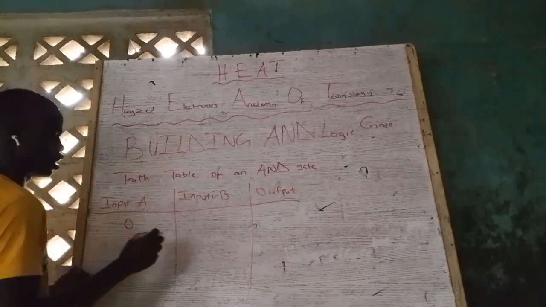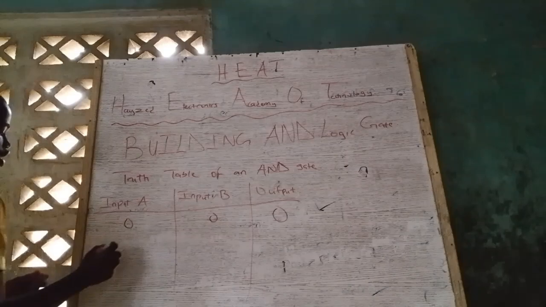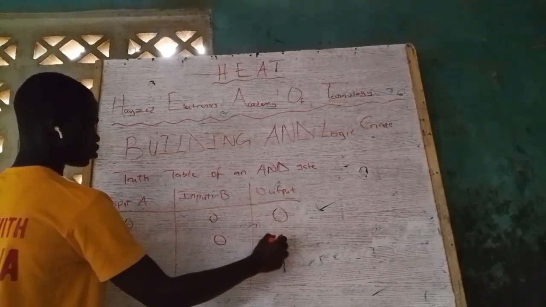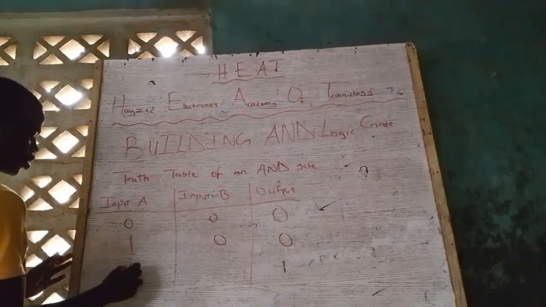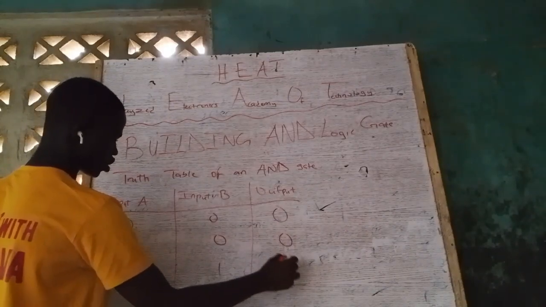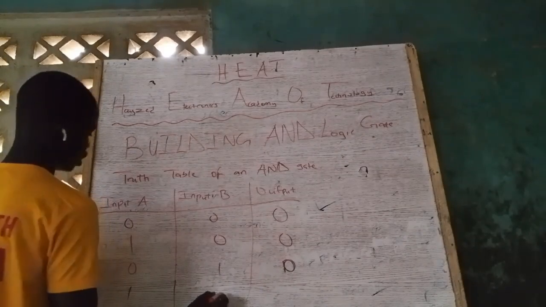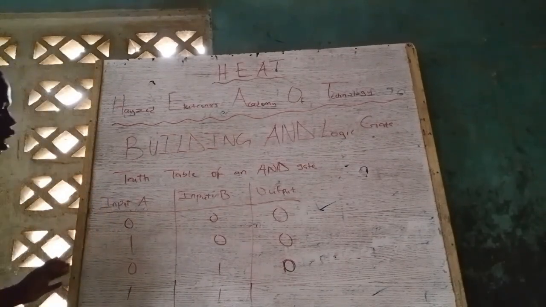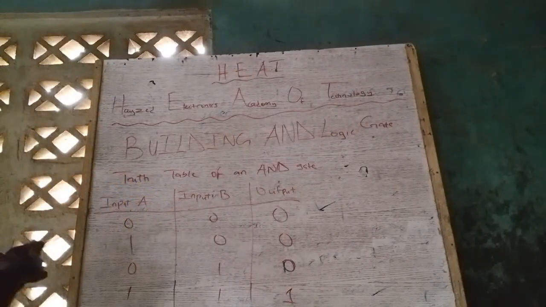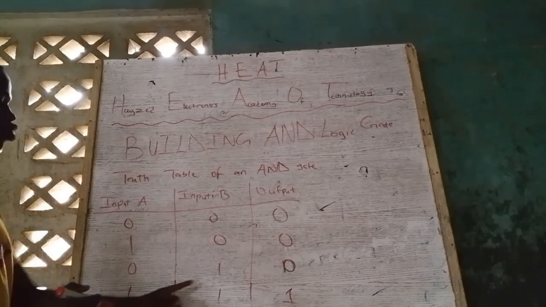Input A is 0 and input B is 0. Our total output will be what? 0. When input A is 1, input B is 0, our total output will be what? 0. When input A is 0, input B is 1, our total output will be what? 0. And when input A is 1 and input B is 1 also, our total output is going to give us 1. So it means that in an AND logic gate, for you to have an output of 1, your two inputs must be 1.